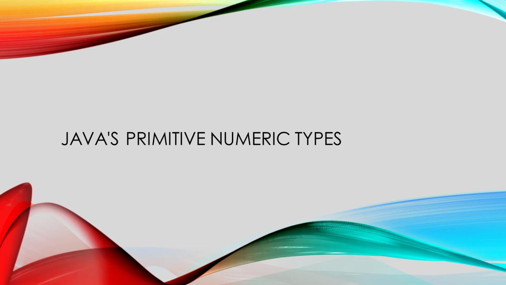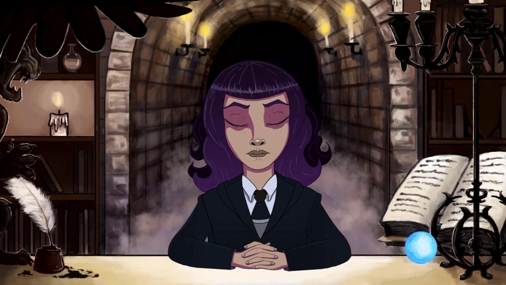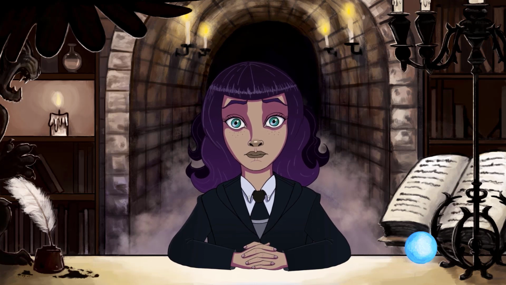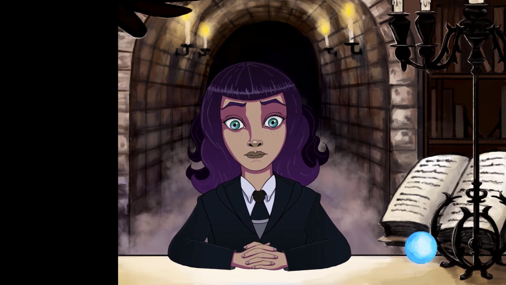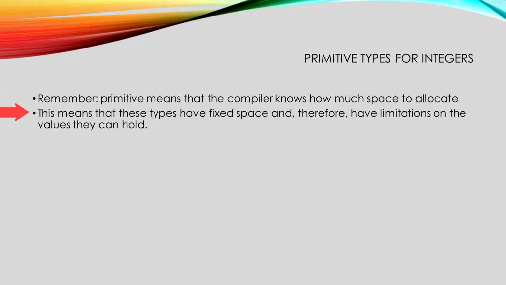We've been using some of Java's primitive types, but we really need to know some more details about them. Zumi, what's the definition of a primitive type? A primitive type is one that the compiler knows about, so it knows how much space it requires. Correct. That means that primitive types have predefined, fixed sizes. The limit on the space they are given means that they are limited in what values they can hold.